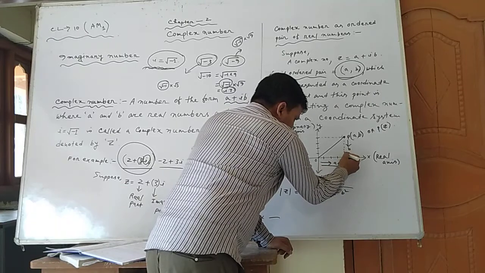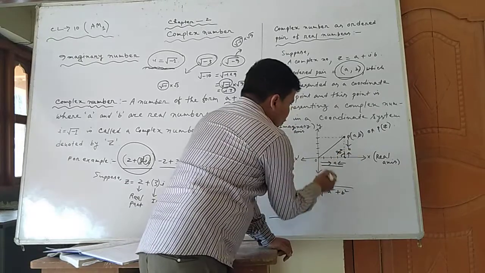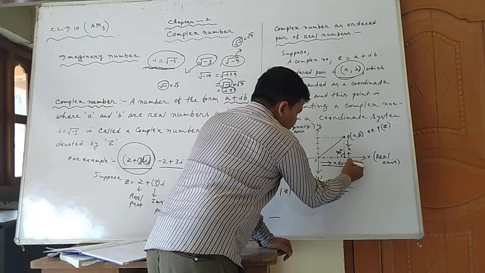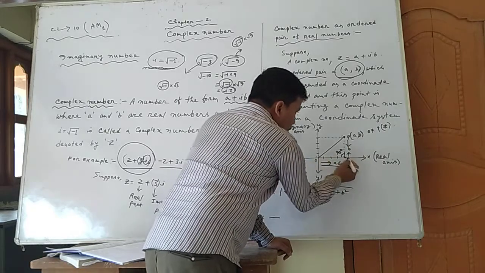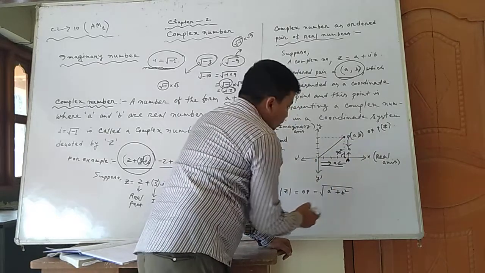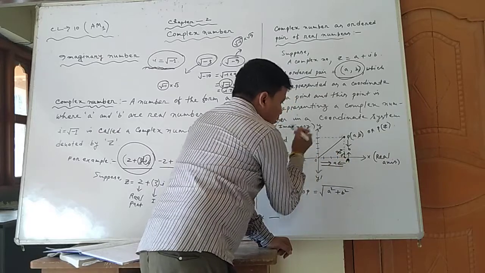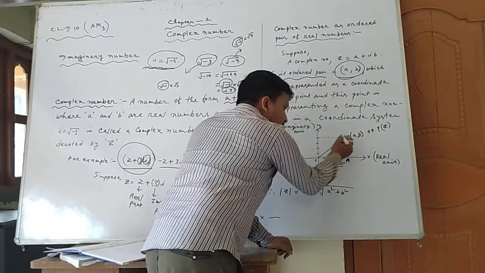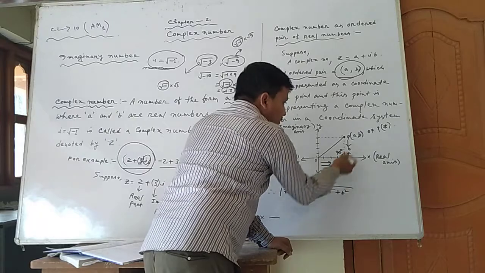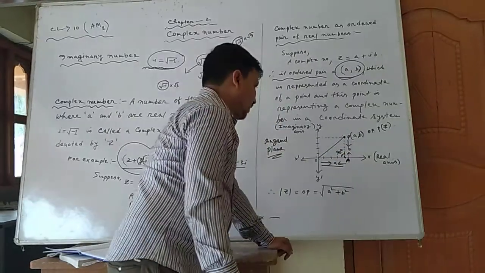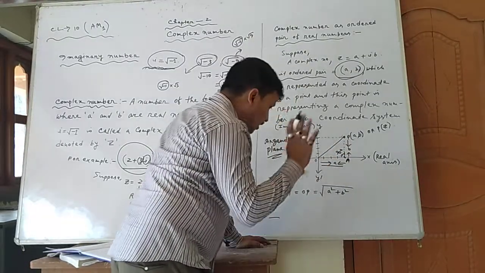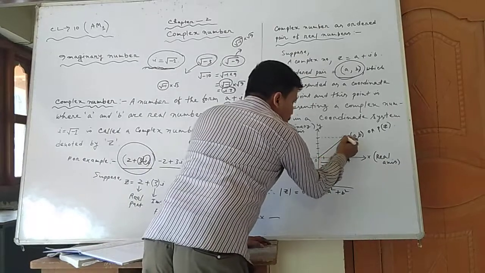Now this angle is 90 degrees. Suppose this point is A. OAP is a right angle triangle, so this angle is 90 degrees, and opposite to it is OP. So OP is the hypotenuse, OA is the base, and PA is the perpendicular. By applying the Pythagoras theorem, we will get the length of OP.